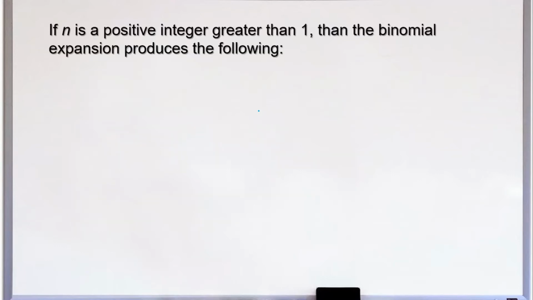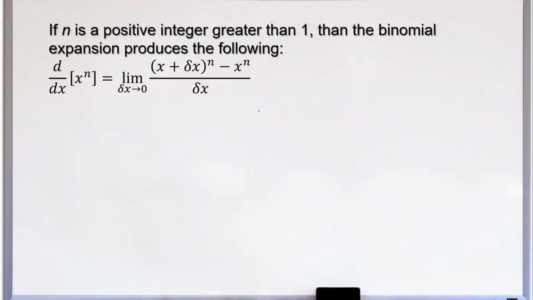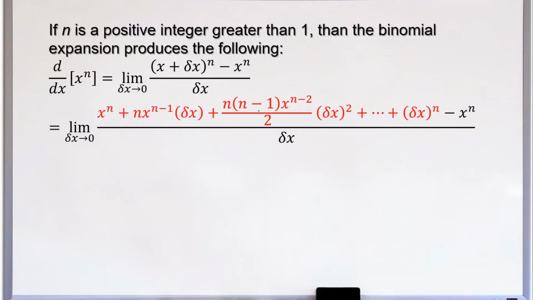So now, if n is a positive integer greater than 1, then the binomial expansion produces the following. The derivative of xⁿ is equal to the limit as Δx approaches 0 of ((x + Δx)ⁿ − xⁿ) over Δx. And if we substitute in the binomial expansion from earlier, we'll have something like this. I don't want to read it anymore because it's very long. So you just try to understand it, and remember the minus xⁿ at the back.